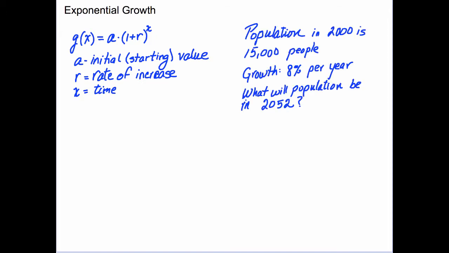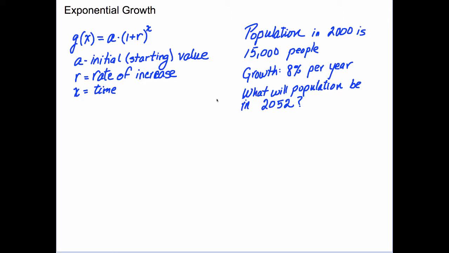So let's do an example. Let's say the population in the year 2000 is 15,000 people in some city, and the growth is 8% per year. We want to know what the population will be in 2052.